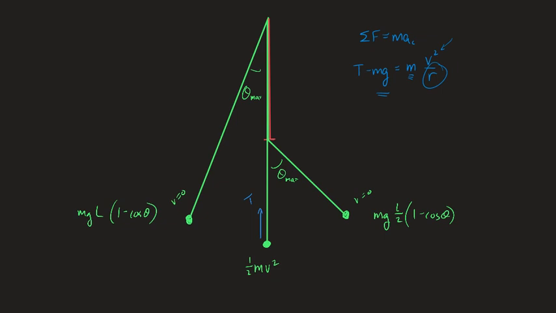Before it hits the pin, the radius of curvature is L, and then after it hits the pin, the radius of curvature is L over 2. If this number is getting smaller, this whole side is getting bigger, that means the tension has to increase. That's a lot to have to explain, but I think it's within the wheelhouse of our exam for you to explain that.